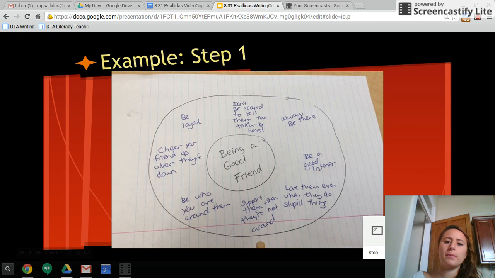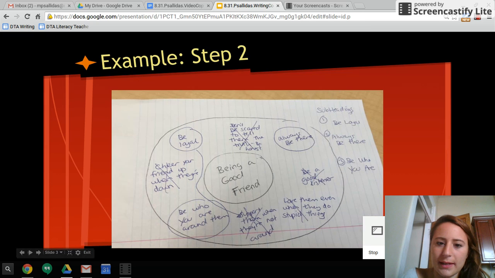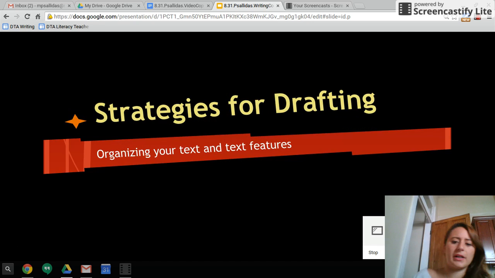We did our brainstorm by making one of these, and in the middle is the topic you're writing about. Along the sides were the subtopics. And then step 2 was to choose 3 out of those things that you really knew you could write a lot about. So today we are going to start drafting.